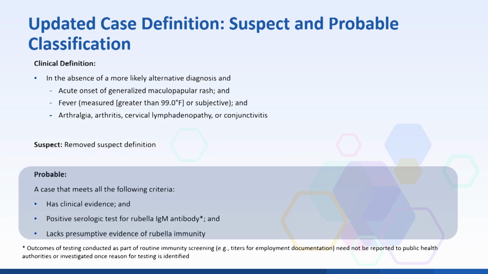The suspect case definition has been removed from the case classification criteria, and the probable case definition has been revised. Now, probable cases are defined as those that meet clinical criteria, have an IgM positive result, and lack presumptive evidence of immunity. These probable cases lack epidemiologic suspicion, such as international travel or known exposure to rubella or CRS. This distinction is especially important in elimination settings where the rubella virus is not actively circulating.